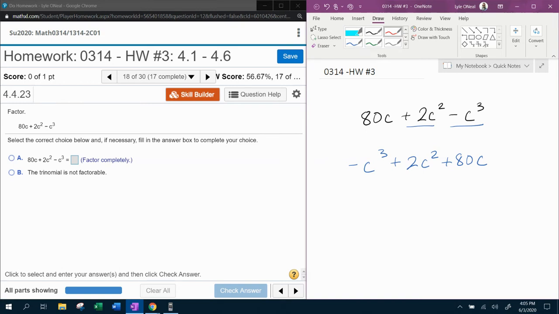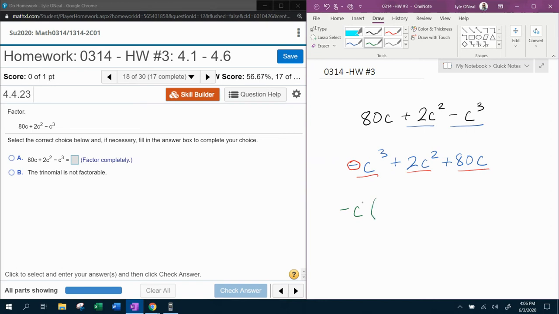And now I can look for a common factor. So is there anything that all three terms have in common? Yeah, they all have a c in common, so I'm going to be able to factor out a c. And remember that if the lead term is negative, you probably need to factor out a negative also. So we're going to factor out negative c.